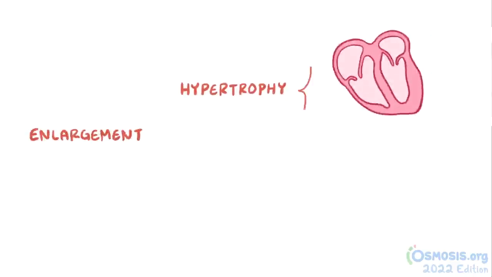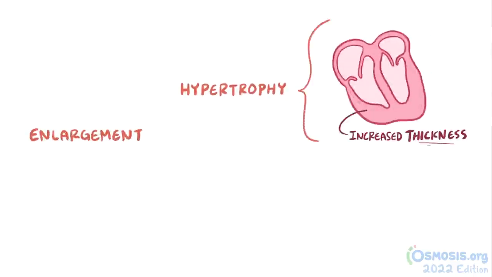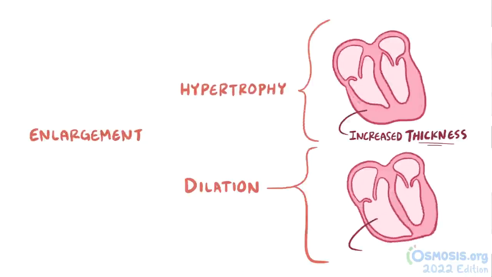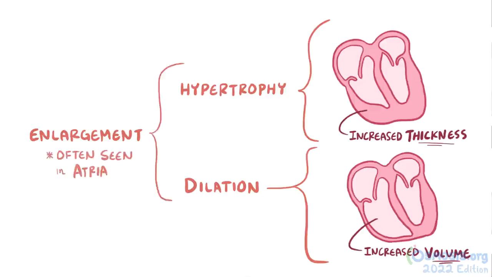Hypertrophy means that the heart's muscular walls increased in thickness, while dilation refers to an increase in the volume of a chamber. The term enlargement is generally used when both hypertrophy and dilation happen together, and this is what typically happens in the atria. In contrast, the ventricles often undergo hypertrophy without dilation.